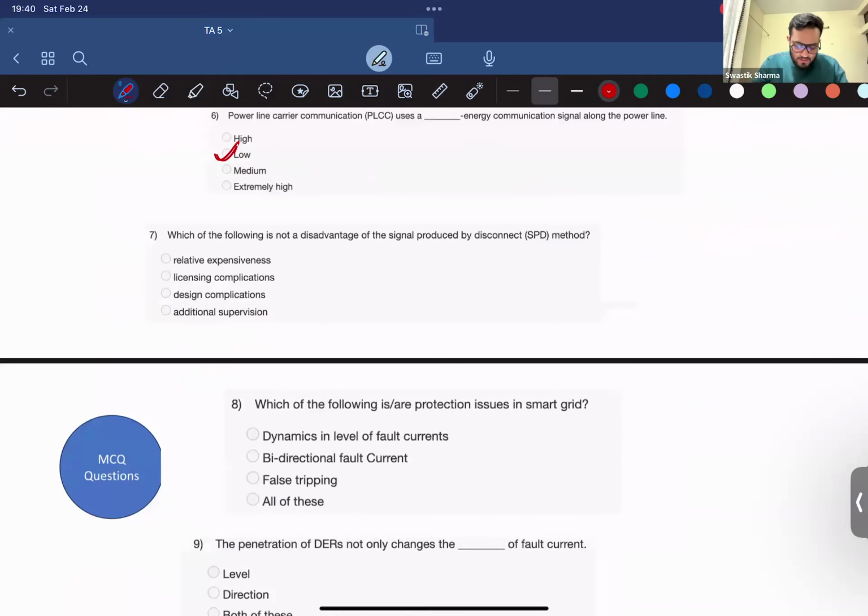Next, which of the following is not a disadvantage of the signal produced by disconnect SPD method? Yeah, this I also talked about. So can anyone tell me what kind of transmission interface does the signal disconnect method use? Anyone?